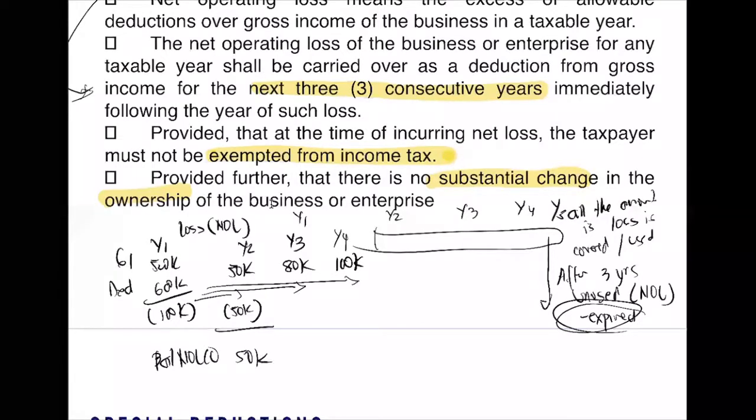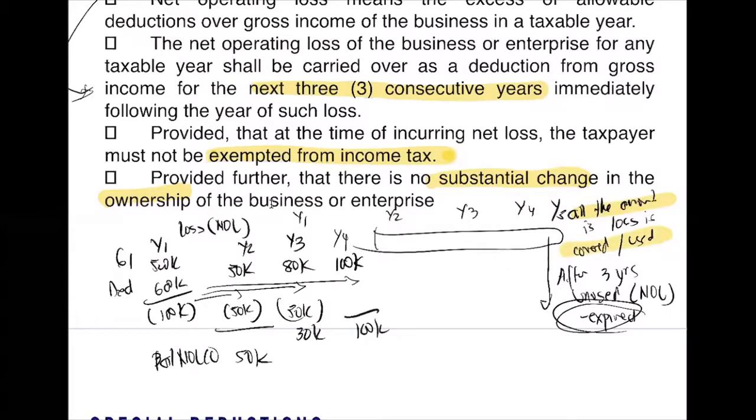Year 3, pasok ba yung 50,000? Yes. So magkano pa dito? 30, year 4, wala na kasi ubos na yung NOLCO natin. Okay? So pag naubos na yung NOLCO, okay lang siya. Sabi nga natin, the amount must be covered or used within the 3 years. If after 3 years there is unused NOLCO, it is considered expired. Okay? So dito sa example natin, gamit lahat siya.